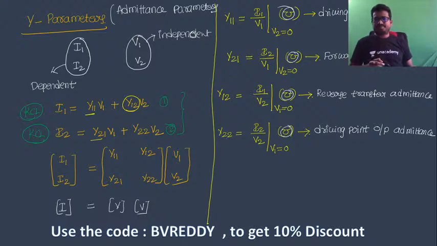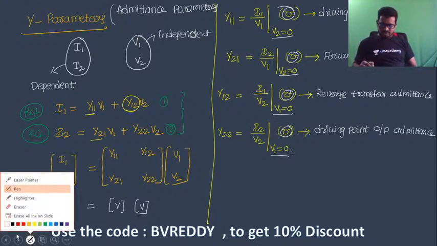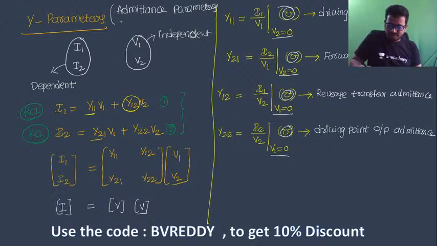And what else here? To get this, V2 = 0 and V1 = 0. What does V = 0 mean? Port 1, port 2, we need to short. Voltage zero means a short circuit. So that's why these are also called short circuit parameters.